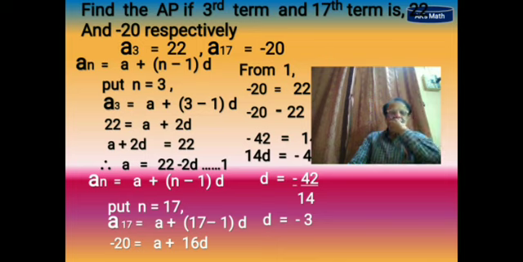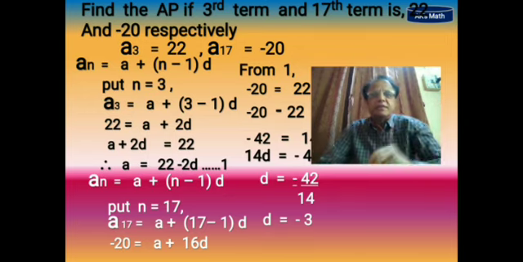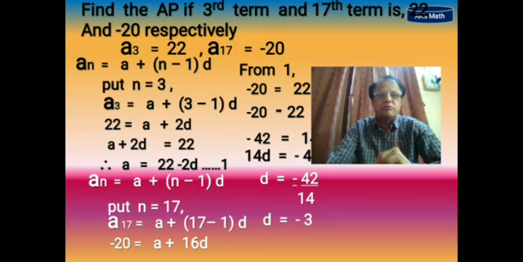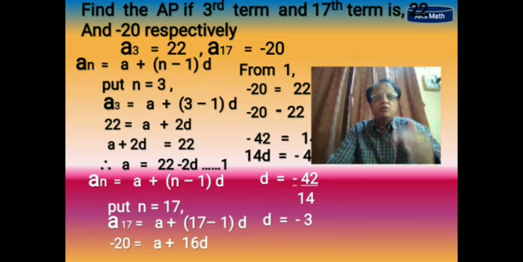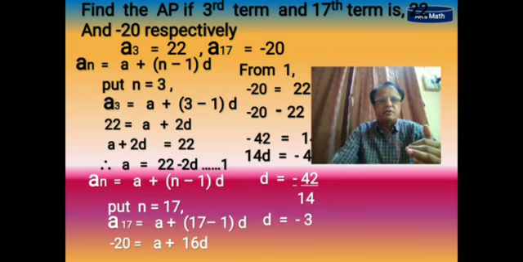तो हमारे पास अभी D आ गया, A तो नहीं आया. Look at the example one more time from the beginning. We have to do some different operations in this. A3 is equal to 22 is given. A17 is equal to -20 is given. So put the values N is equal to 3 and N is equal to 17 one by one. From the first value, find out the value of A. Then take that value of A and put it in the second equation. So from that you will get the value of D. अभी हमको ये D क्या करना है?